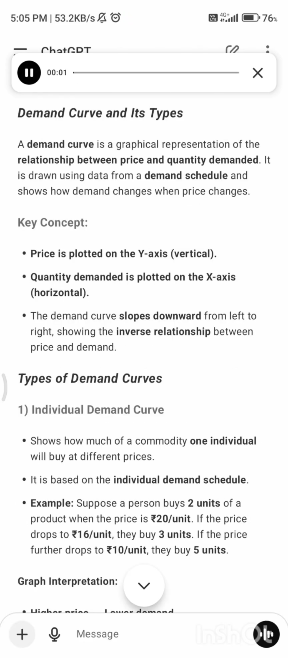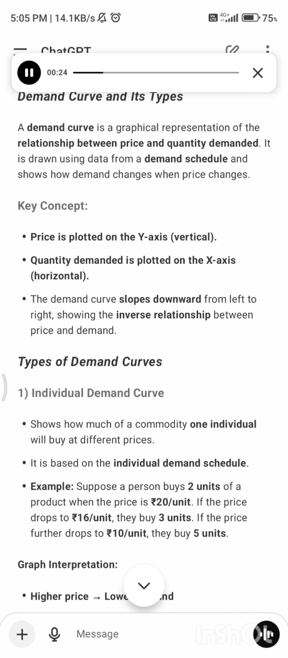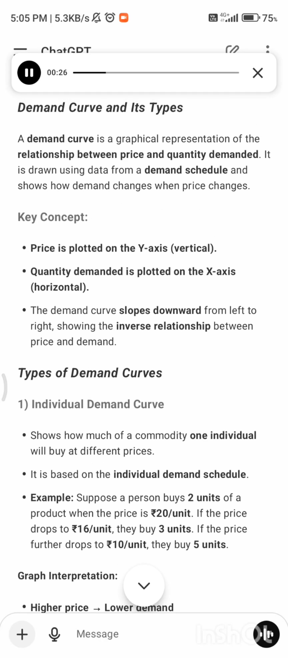Demand curve and its types. A demand curve is a graphical representation of the relationship between price and quantity demanded. It is drawn using data from a demand schedule and shows how demand changes when price changes. Key concept: price is plotted on the y-axis, vertical. Quantity demanded is plotted on the x-axis, horizontal. The demand curve slopes downward from left to right, showing the inverse relationship between price and demand. Types of demand curves.